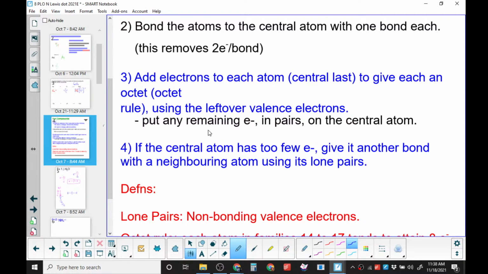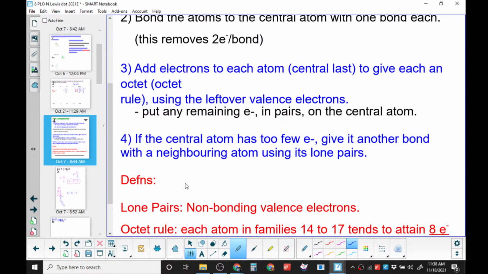Also, I put some definitions down there just so that we can be on the same page. Some definitions. What do we mean when we say octet rule and lone pair? Because I've just started saying them. They are a bit from last year.